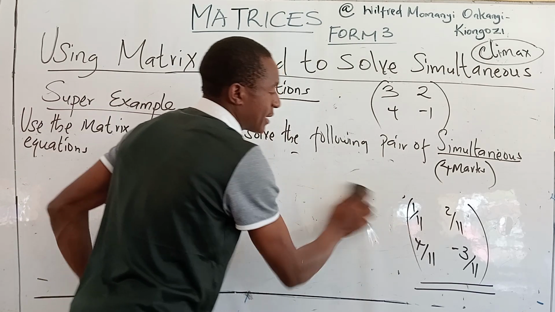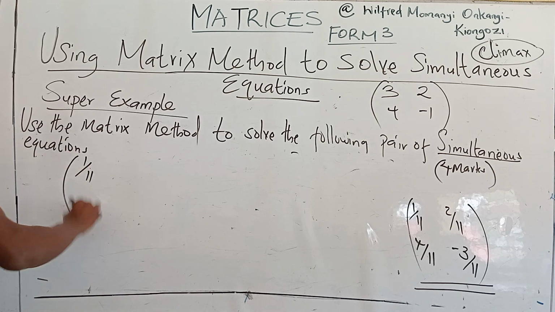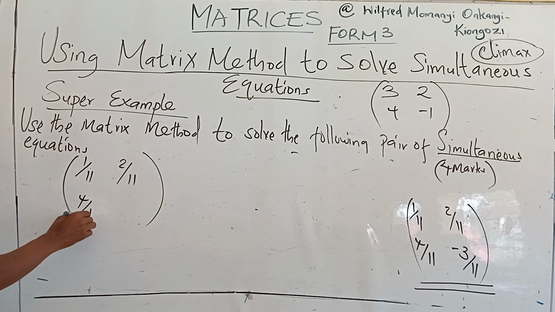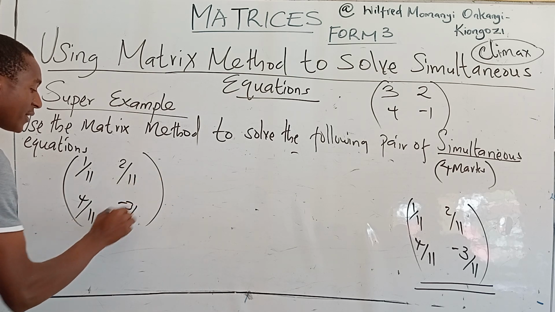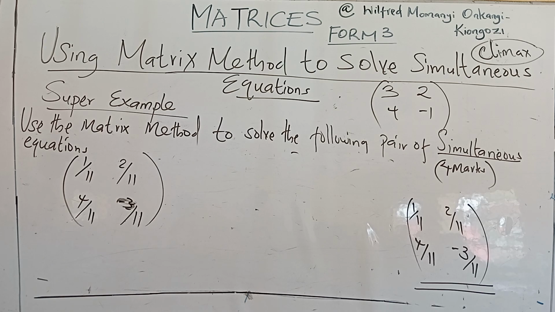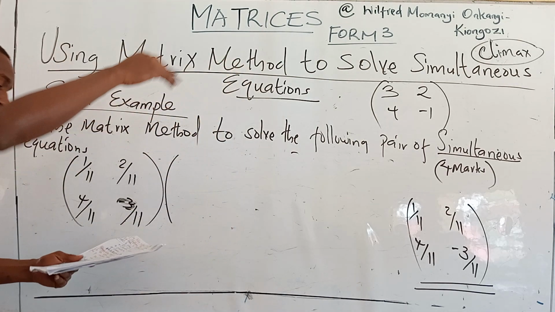The inverse is very important. We have the inverse 1 over 11. We want to simplify our work, 4 over 11 here and negative 3 over 11. So what you do in this case, this inverse is going to be pre-multiplied by the answers you got on the other side.